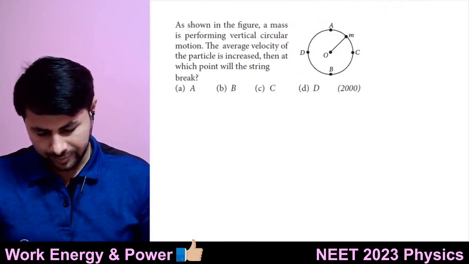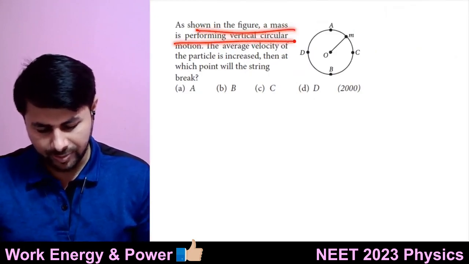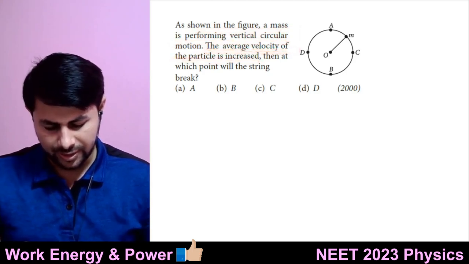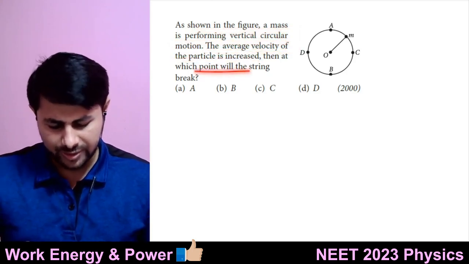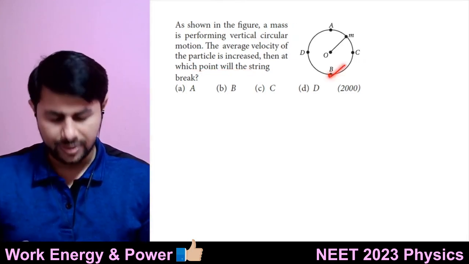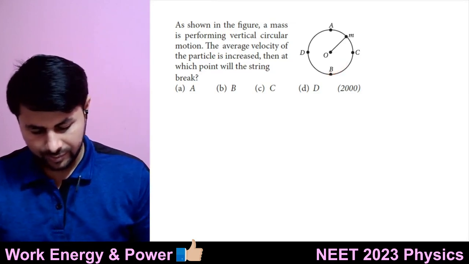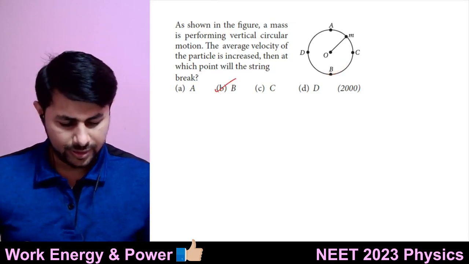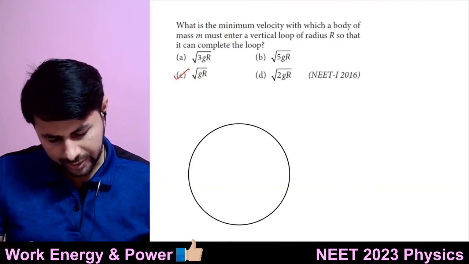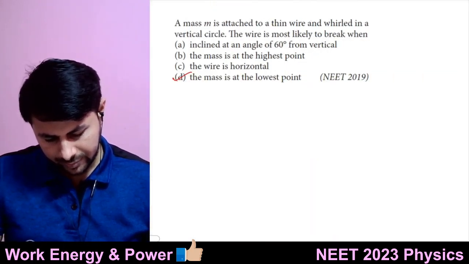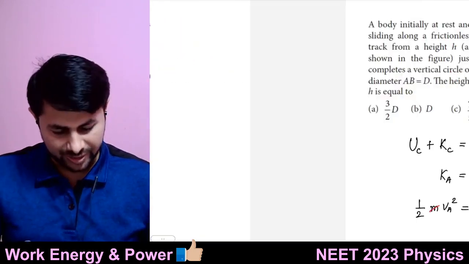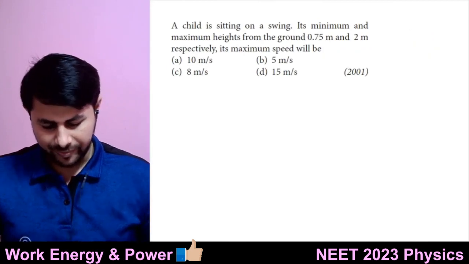Let's see this one. As shown in the figure, a mass is performing vertical circular motion. The average velocity of the particle is increased. Then at which point will the string break? Repeated question. Okay, the answer is option B, right? So when was it earlier? Okay, that was earlier. In 2019 it got repeated.